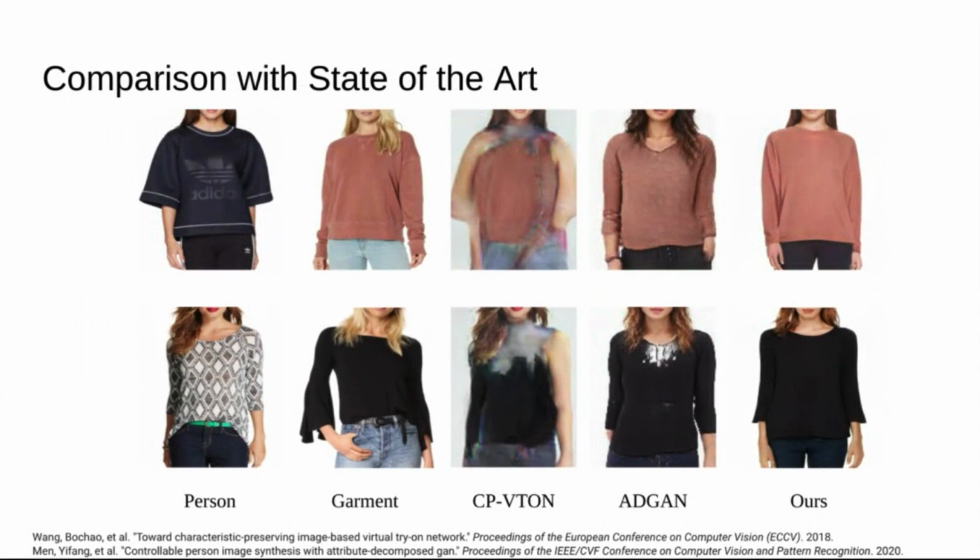Here we show comparison with state-of-the-art. The first two columns show the person and the try-on garment. The third and fourth columns show results of two state-of-the-art methods, CP-Viton and StyleGAN. And the last column are results from our method. Notice how the two baseline results are blurry and have artifacts. In comparison, our results are high resolution and are able to correctly synthesize color and shape of the garment while preserving identity.